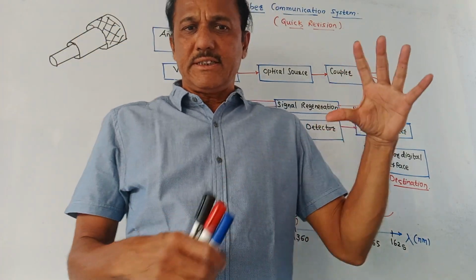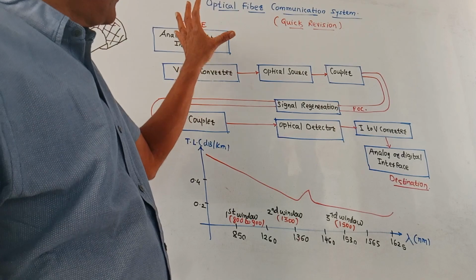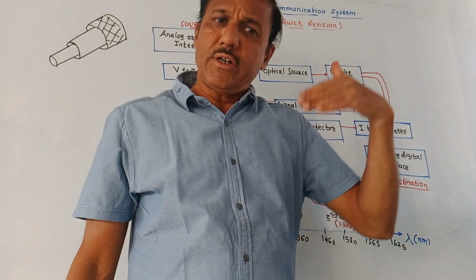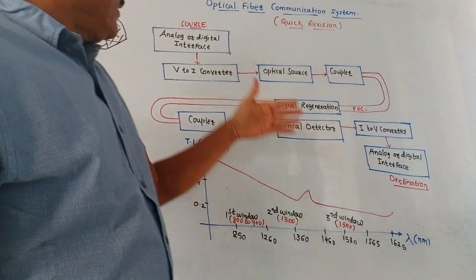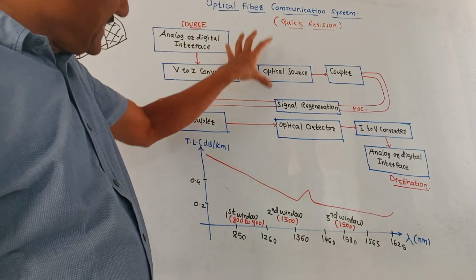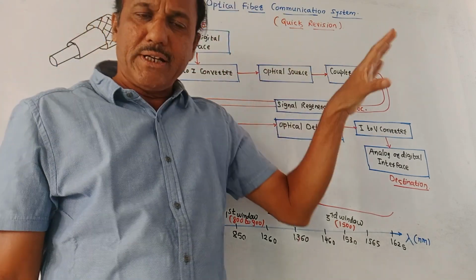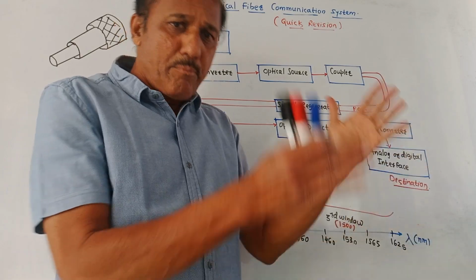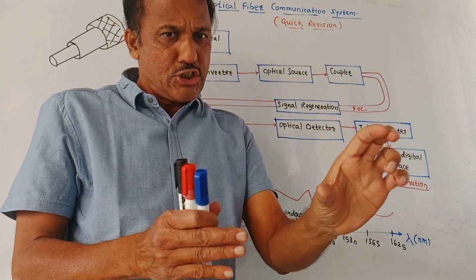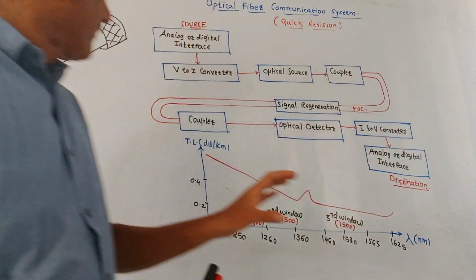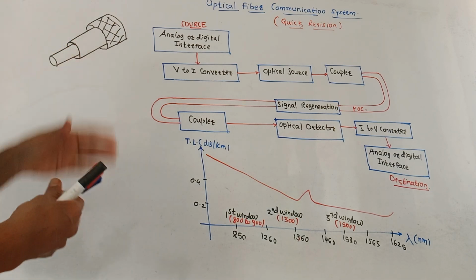Dear students, this is the quick revision session for fiber optic cables used for telecommunication. So let us discuss the basic block diagram of the optical fiber communication system. Before that, we'll discuss the structure of fiber optic cable. So this is the basic structure of fiber optic cable.